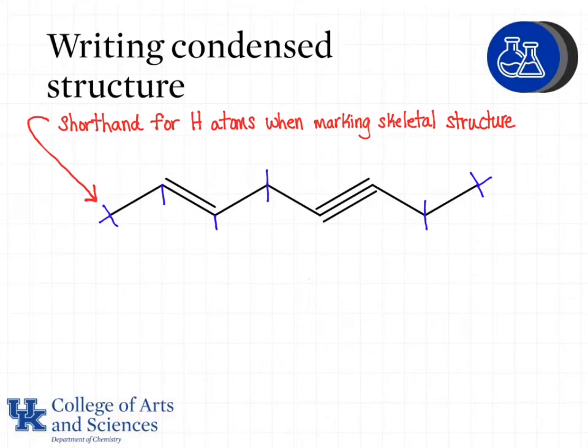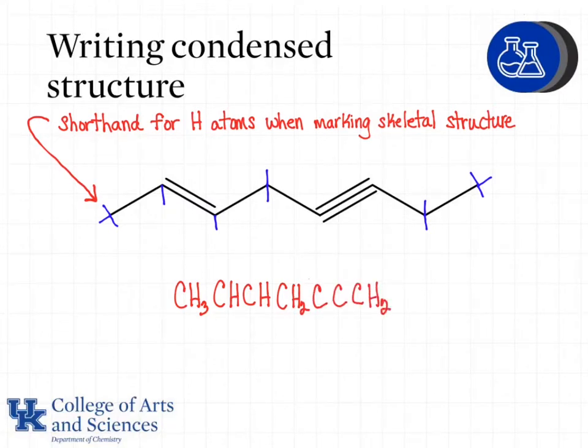Now we can look at writing the condensed structure by reading our molecule from left to right and writing down what we see. So we start with a CH3, a CH, CH, CH2, C, C, CH2, and CH3.